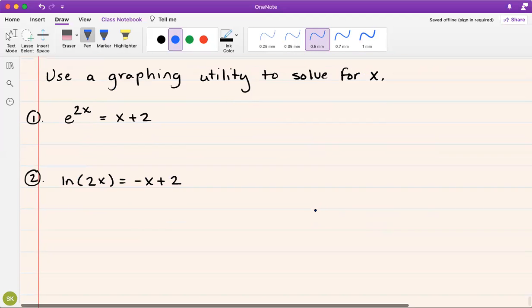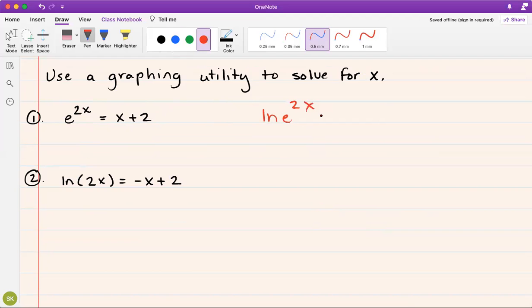Okay, we have 2 more problems I want to look at before we end this video. We want to use a graphing utility to solve for x, and the reason being is that none of the tricks that we saw before are going to work. Why? Let's just try it for the first one. So maybe if we take the ln of both sides, so we get ln of e to the 2x is equal to ln of x plus 2. The problem with this is we have x inside the natural log, and I don't want that.